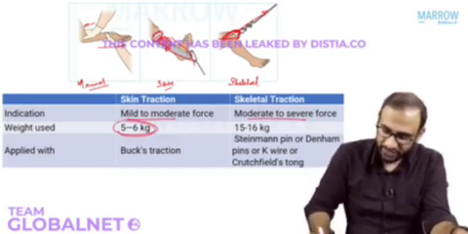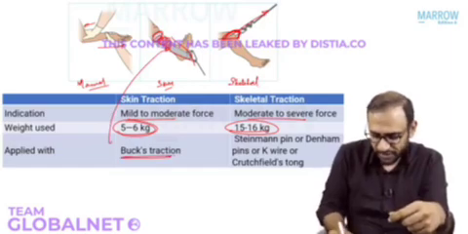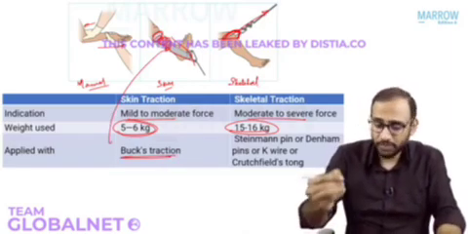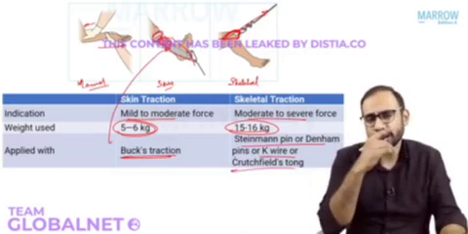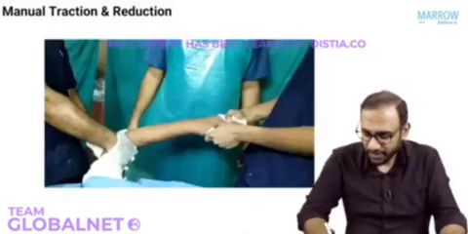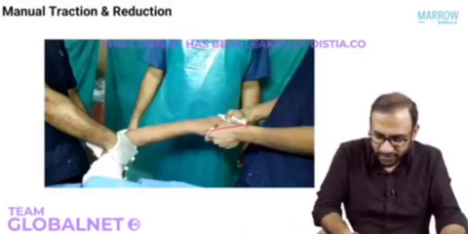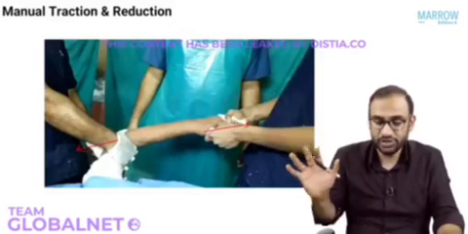This is the force of traction, 5 kg or 15 kg. For skin traction, Buck's traction or Buck's bandage; for skeletal, you'll put pins like a Steinmann pin or Denham pins or K wire or Crutchfield tongs. So many things are available. Okay, so look at this image. Here we are applying traction and this gentleman over here is applying counter traction. Let me show you a video of this procedure now.